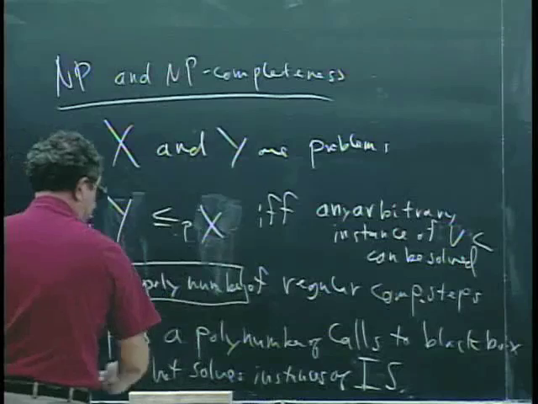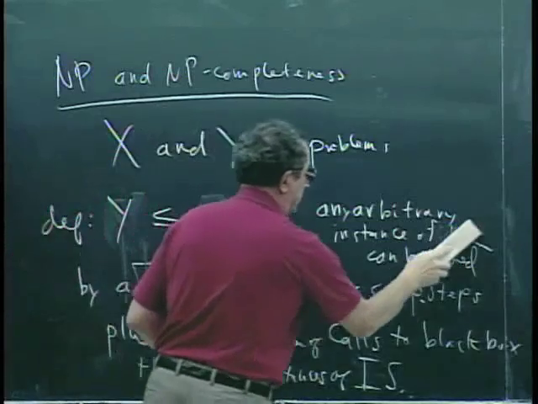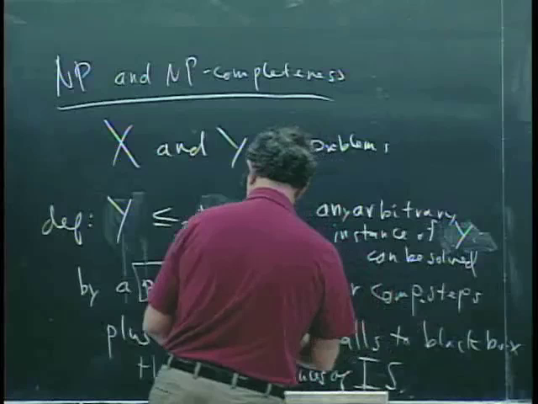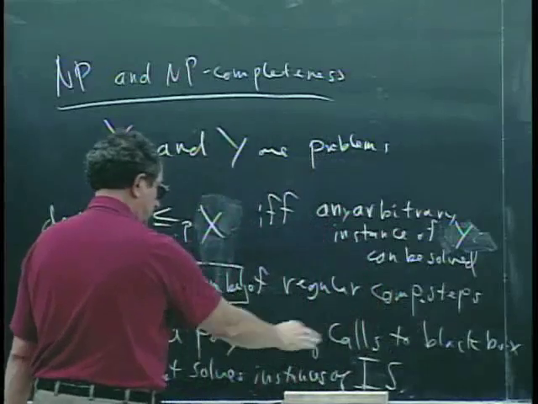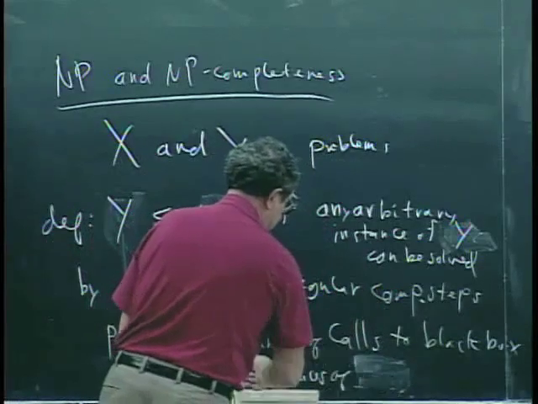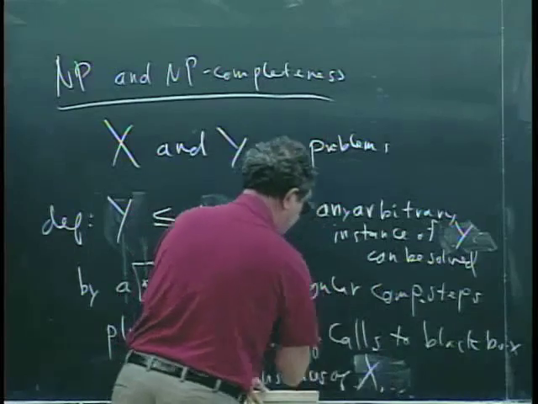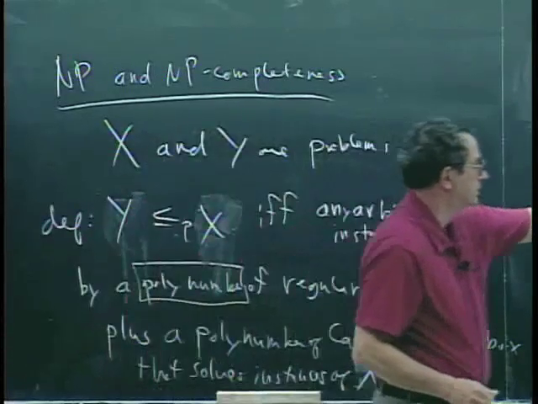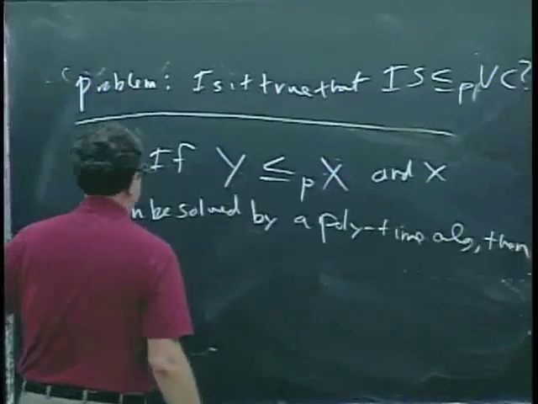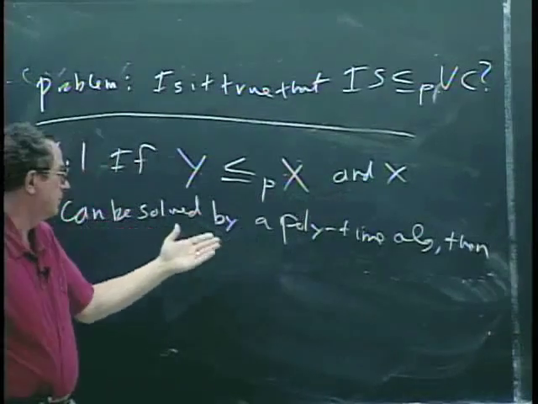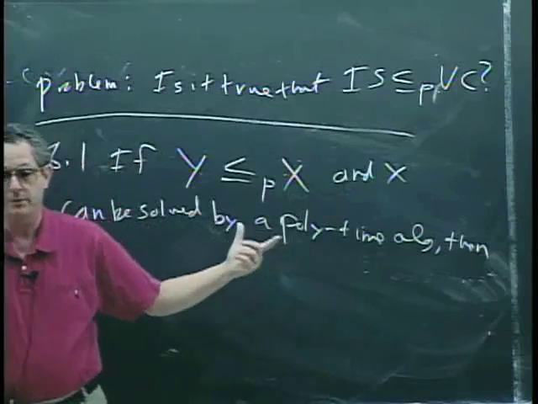Y and x. And this was y. And this was x. So this is saying y and x have this relationship as given by this definition, and on top of that, x really can be solved in polynomial time. There's some polynomial time algorithm to solve x.